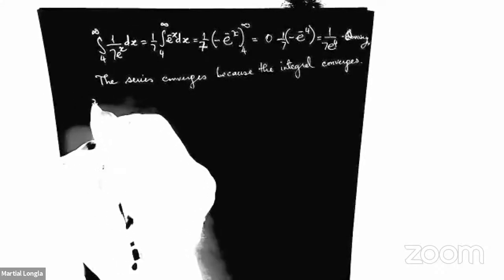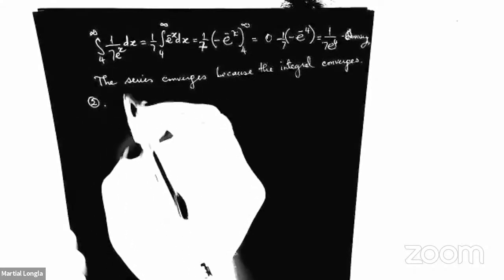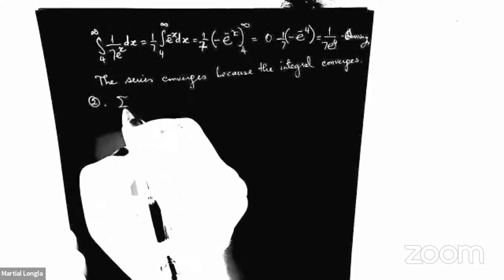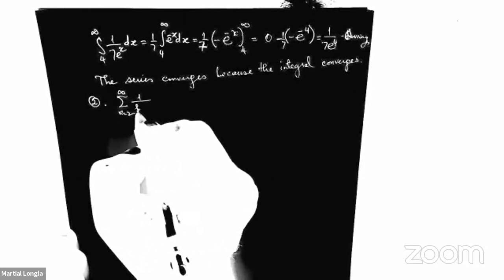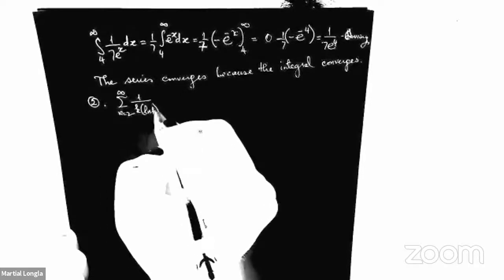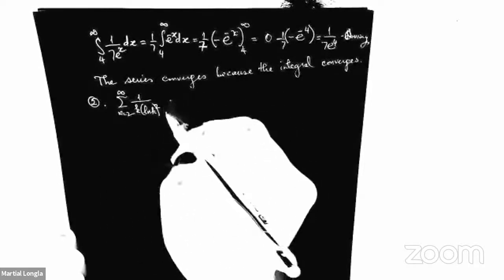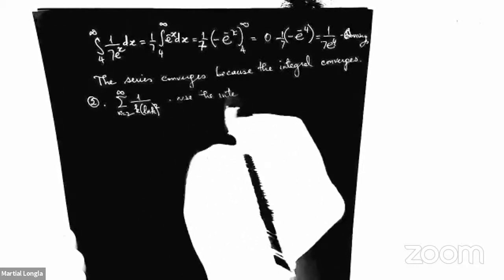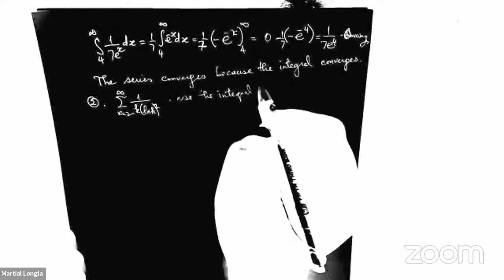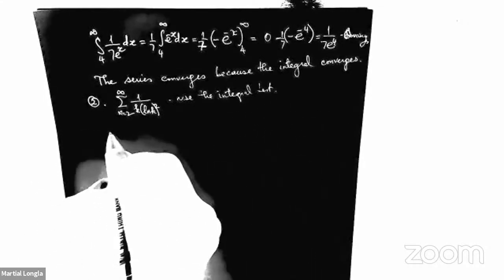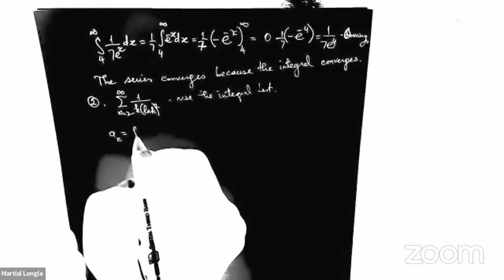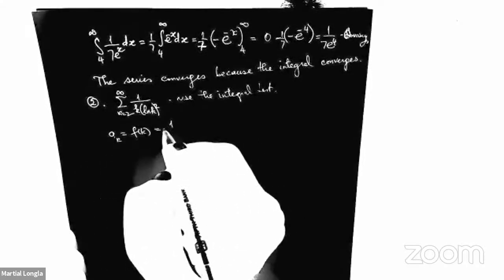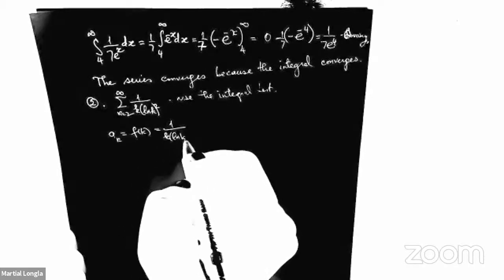Another example on the same topic. Part 2 of question 2. Sum from k equals 2 to infinity of 1 over k times (ln k) squared. Again, use the integral test. And again, you say a_k is f of k, and that's 1 over k (ln k) squared.